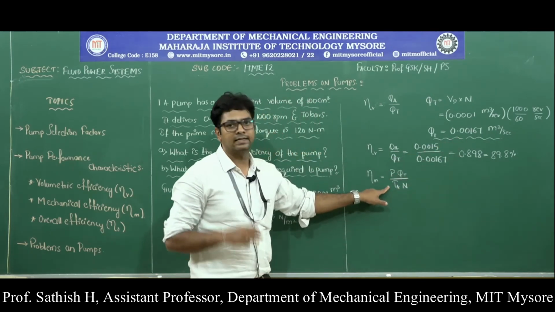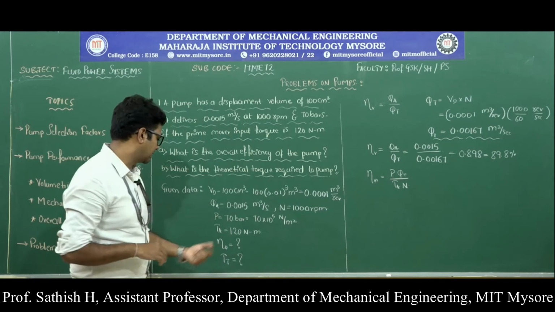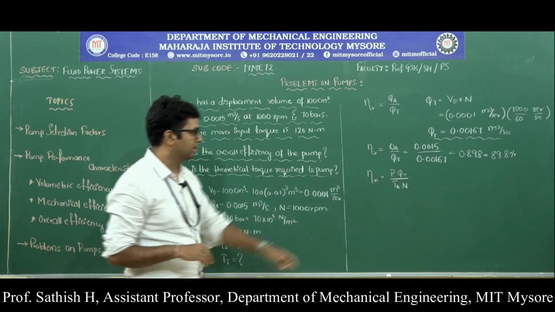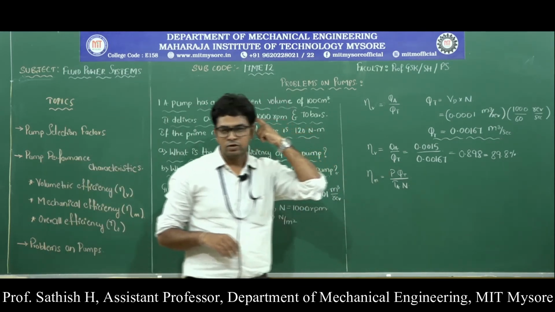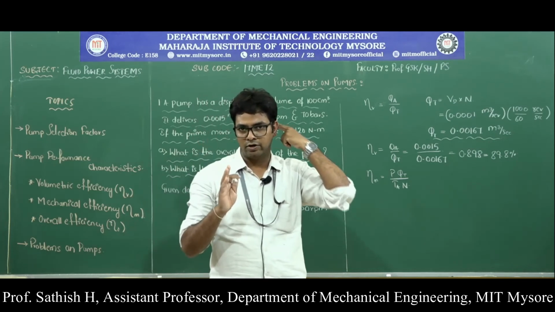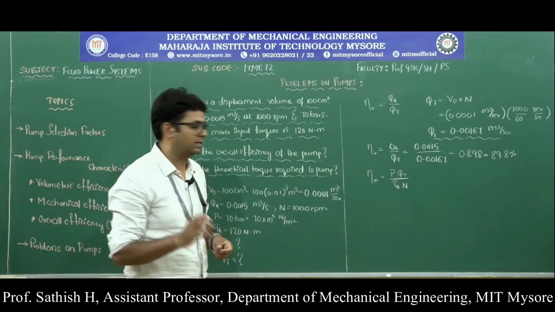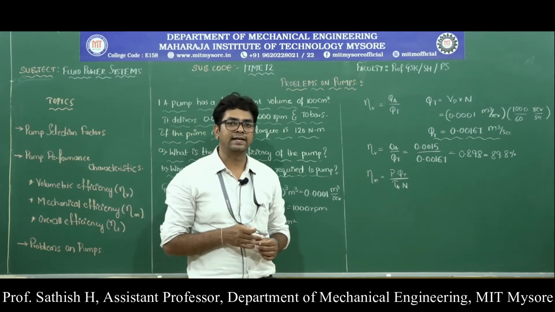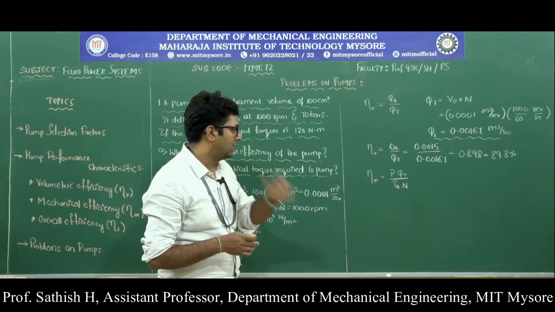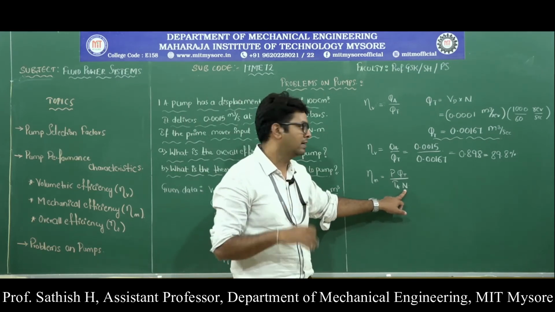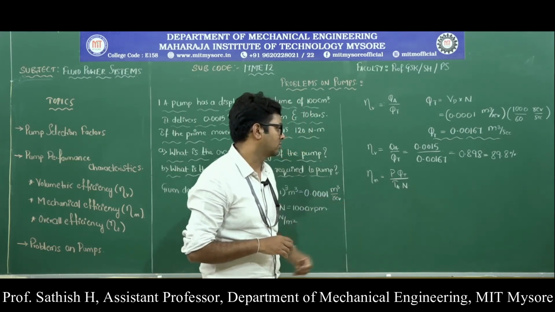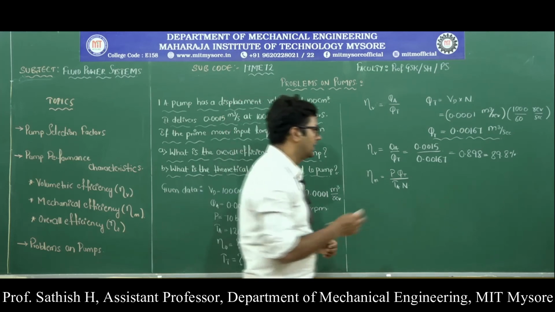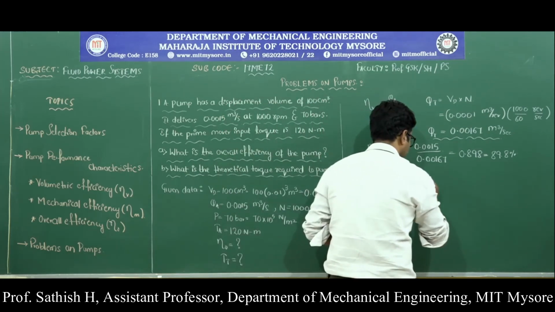So then TA, that is actual torque, is given, that is 120 Newton meter, and then the speed N, okay. You have to be careful while substituting for the N, that is the speed of the pump. You have to substitute that in terms of radians per second, so you have to multiply this with 2 pi by 60, then you will get it in radians per second. So let us substitute these values.